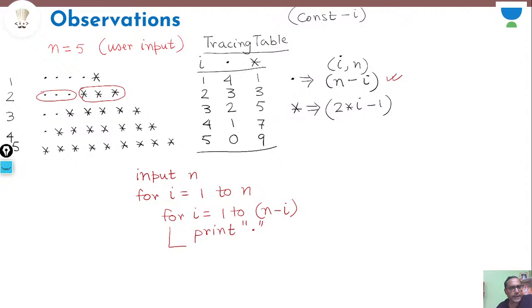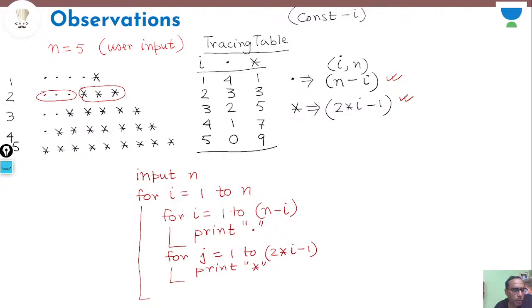After this dot printing, I should print the stars. So again I am going for another for loop for printing the stars. For j is equal to 1 to, what is the value there? For star printing, 2 star I minus 1. So put it here, 2 star I minus 1. What are you printing now? I want to print star. Now I am closing this particular for loop.